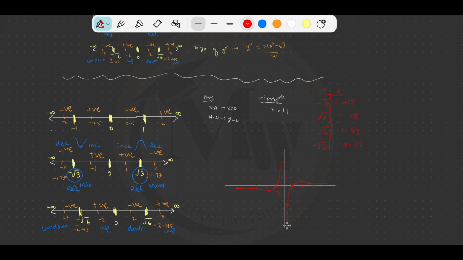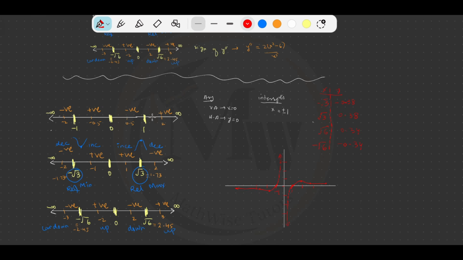Because it has the vertical asymptote, we cannot cut this one. Vertical asymptote means it keeps going. Why does it go down? Because on this interval it gave us negative, so it's going negative. And on this interval it gave us positive, so it's positive. And after that it's negative, so it's negative on the negative axis.